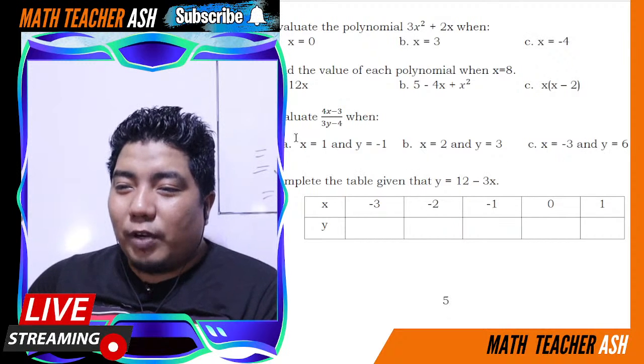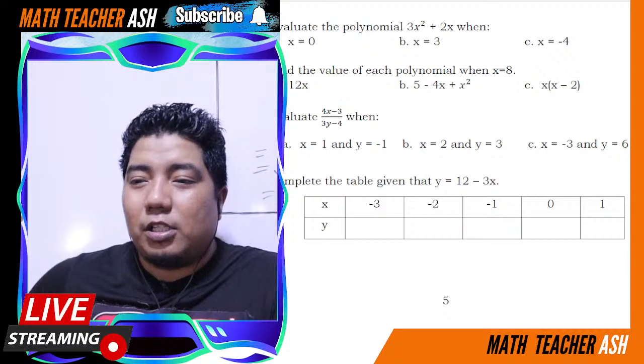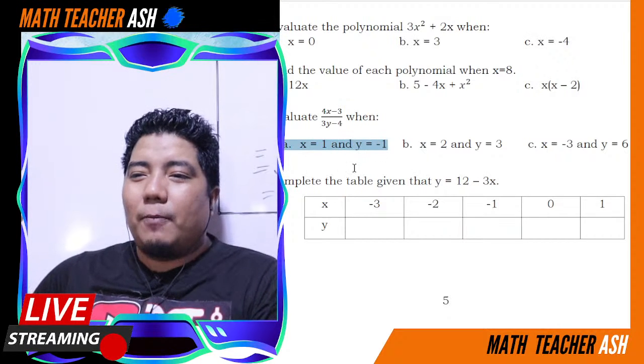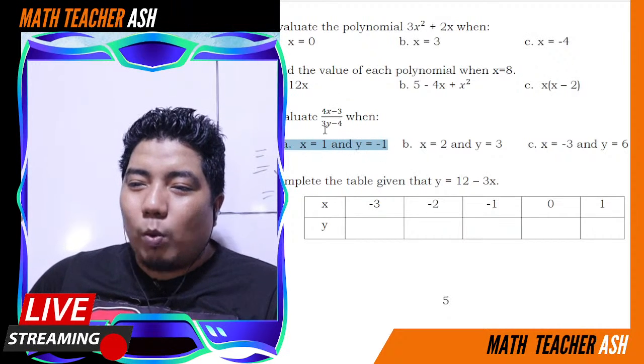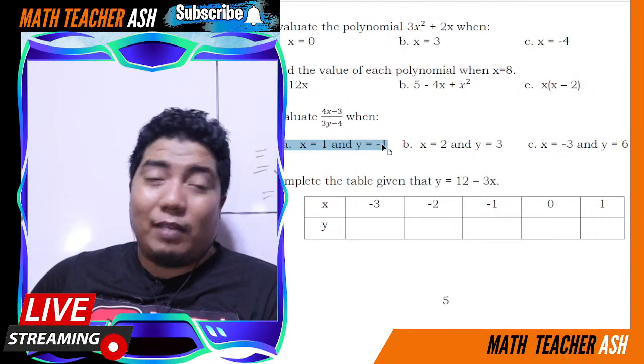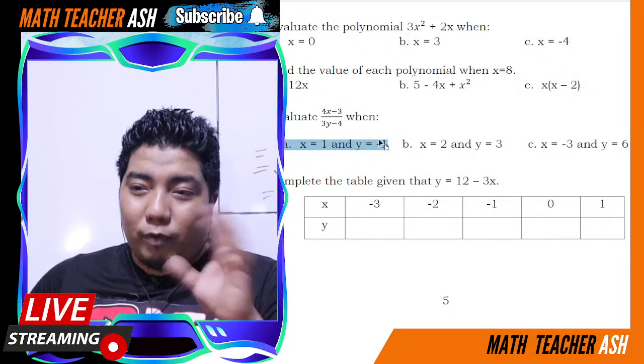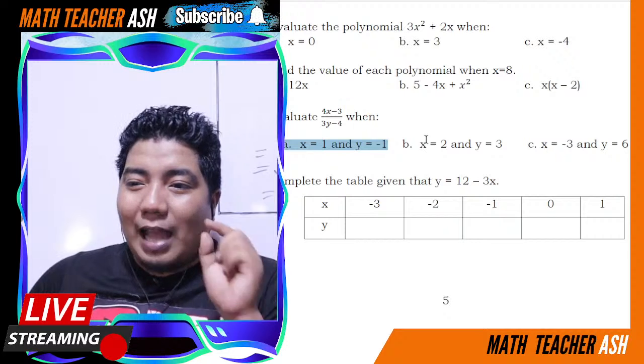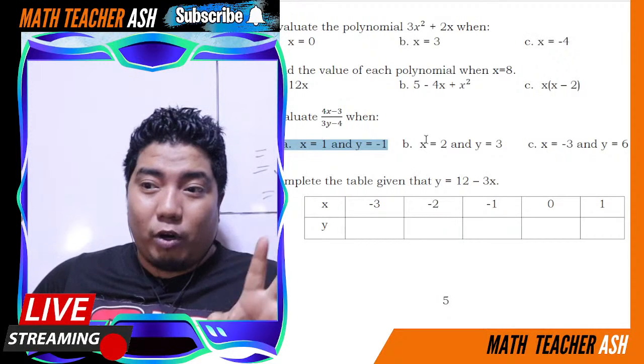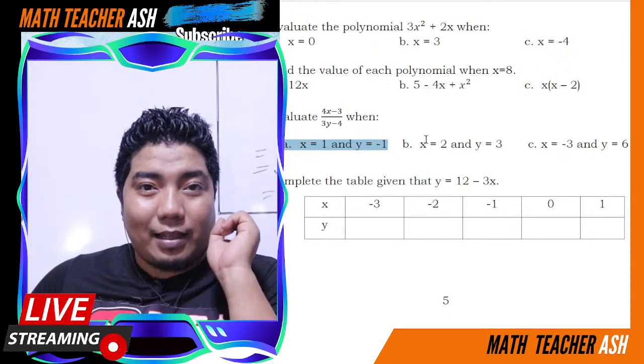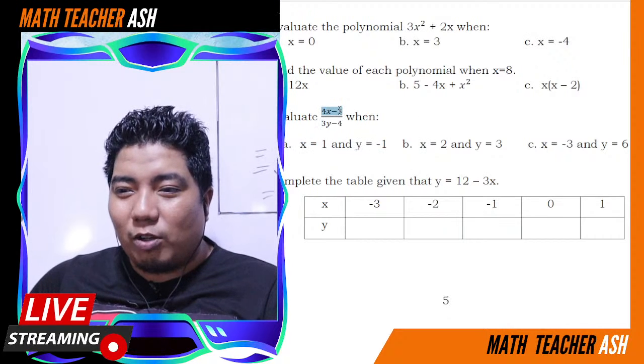Okay. So first, para hindi kayo malito, my dear math learners, solve nyo muna ito. Papalitan nyo ang x ng 1, papalitan nyo ang y ng negative 1, then solve. So for letter A, we have 4 times 1, that is 4. 4 minus 3, that is 1. Okay, yun ang sagot sa numerator.